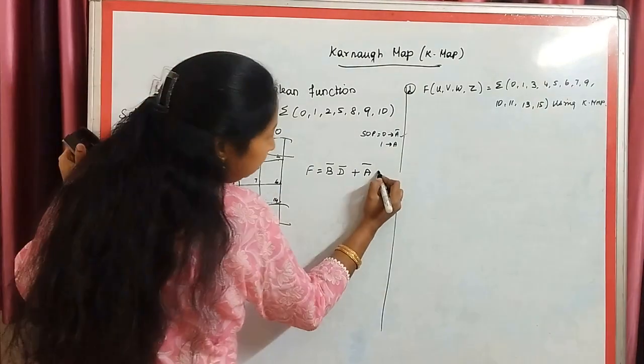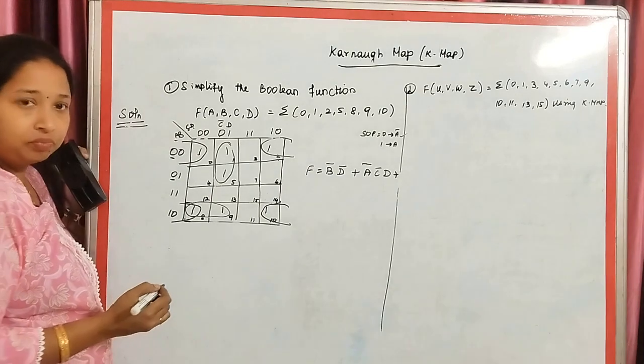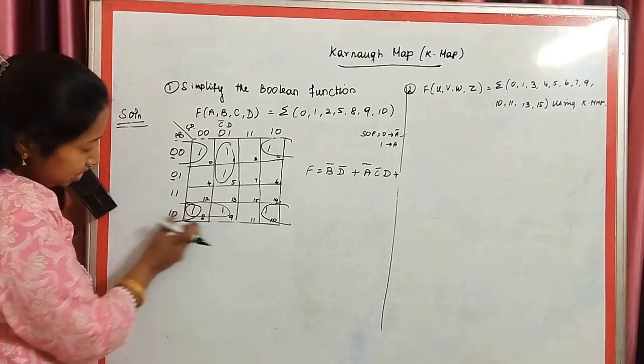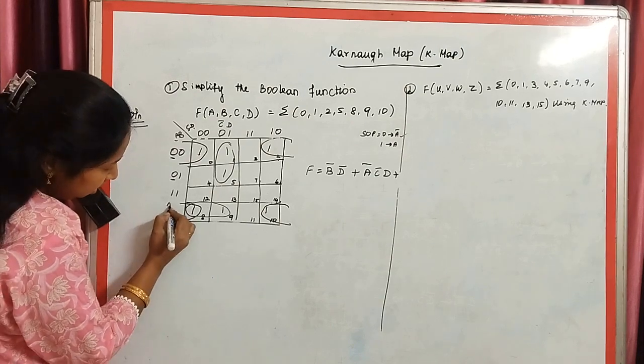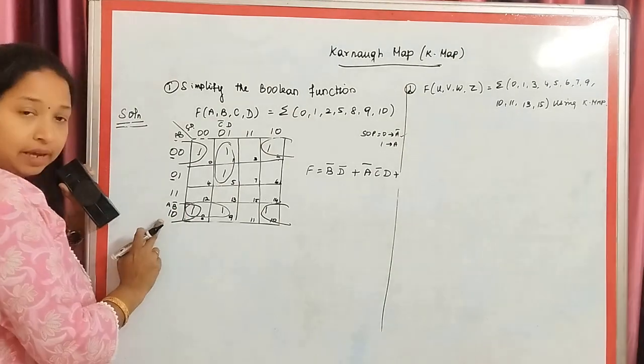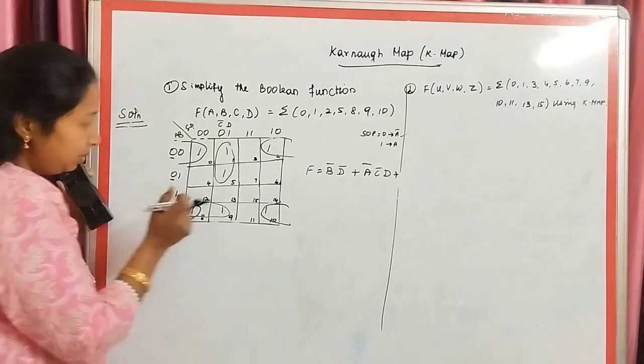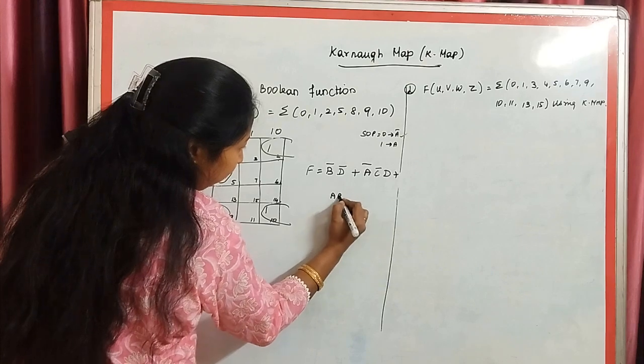So I'll be including that here. Understood? Now, let's take this bubble. Fine. For this bubble, which is common in the vertical, it is A and B bar. A, B bar is common to this element as well as to this element inside this bubble. So we'll be taking this. It is A, B bar.